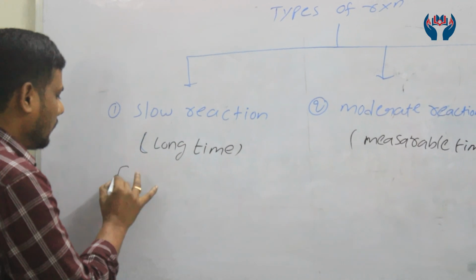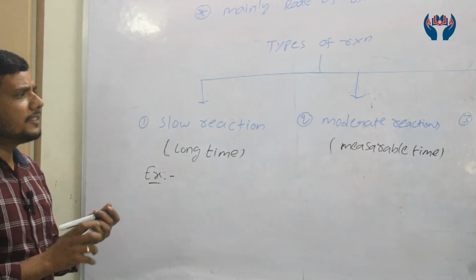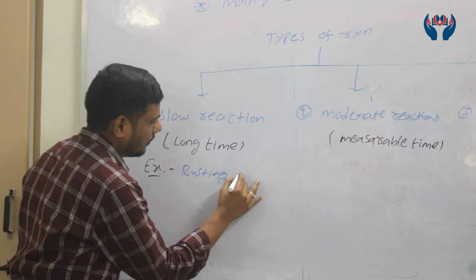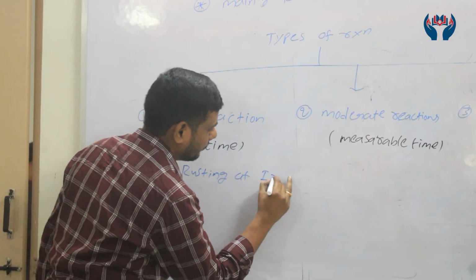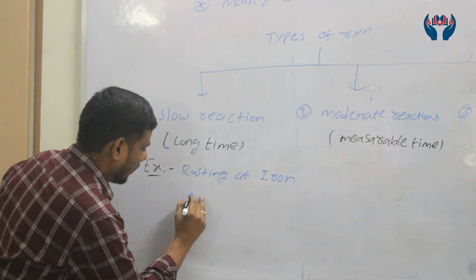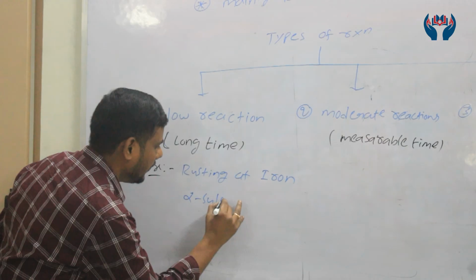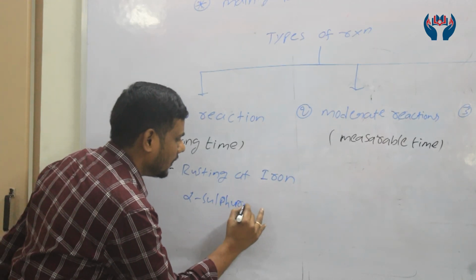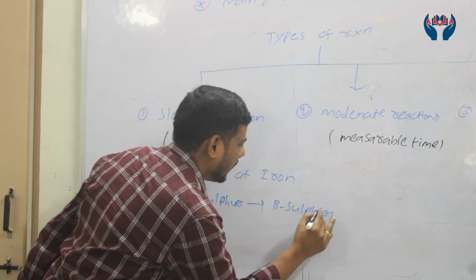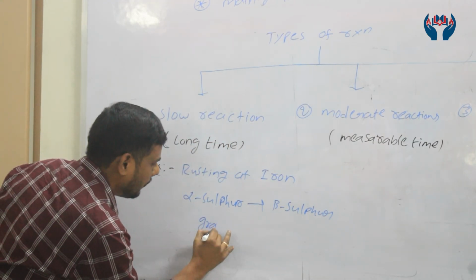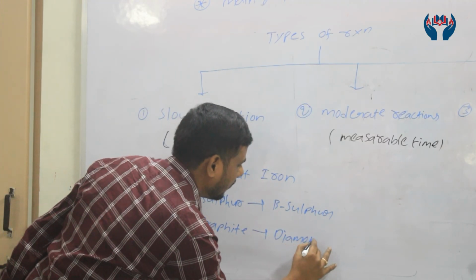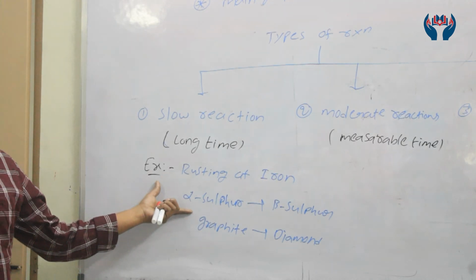Examples for slow reactions: rusting of iron, which is slow. Alpha sulfur is converted into beta sulfur. And graphite is converted into diamond. These all are very slow reactions.